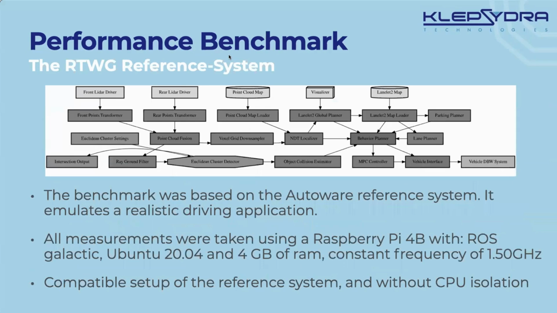So how do we test this? How do we validate that our system works efficiently? We use the so-called real-time working group reference system, which is a tool used to verify the performance of the different executors, the different executions that are available. The setup, as you can see here, is quite standard. It's exactly what the Autoware reference system is built for.